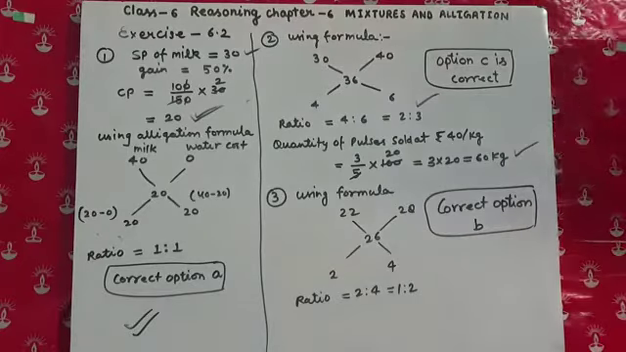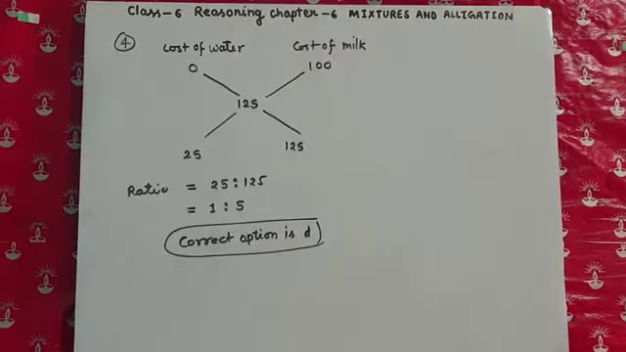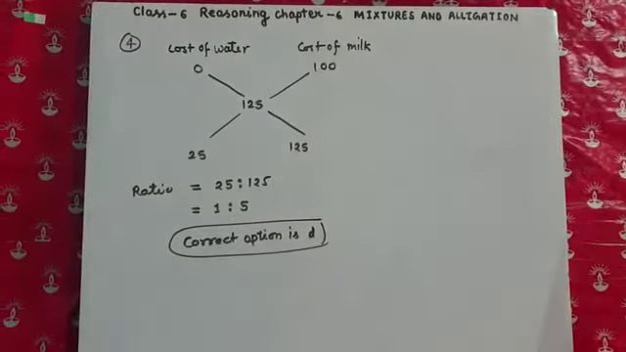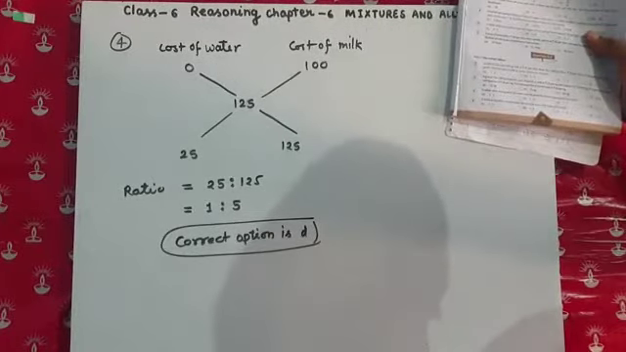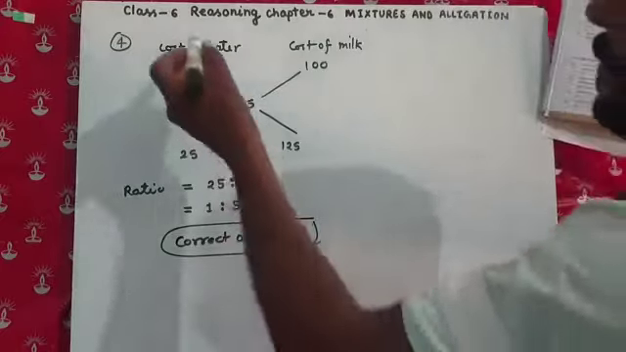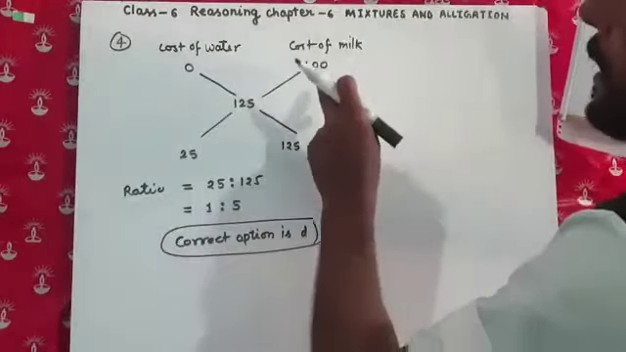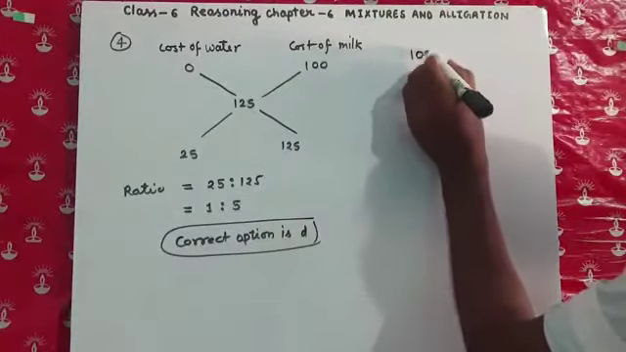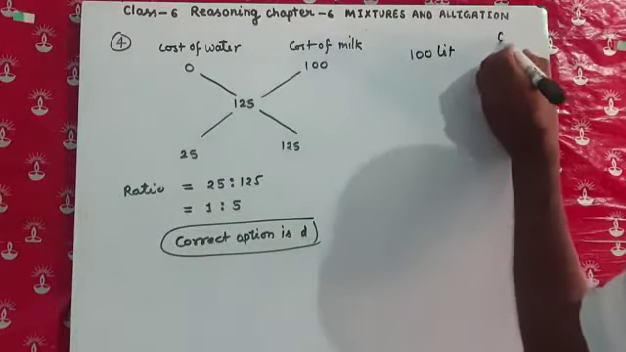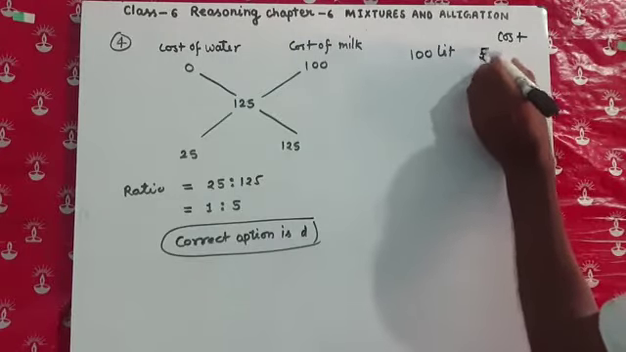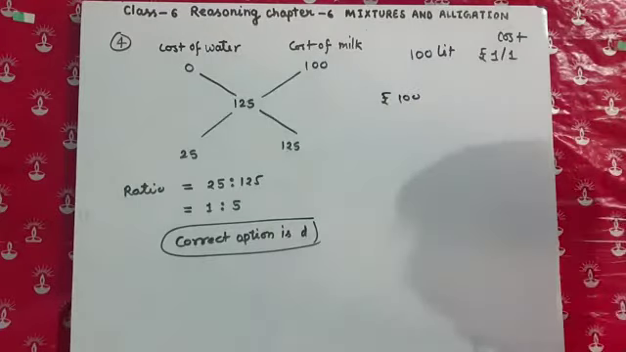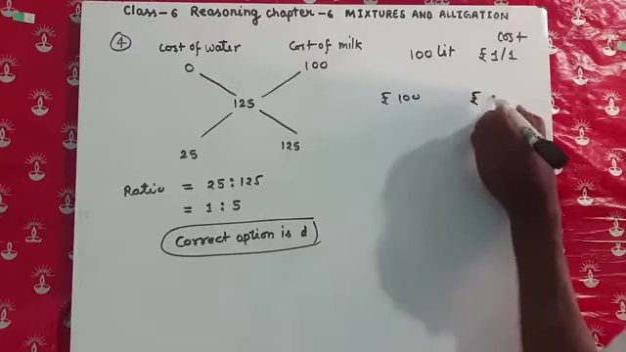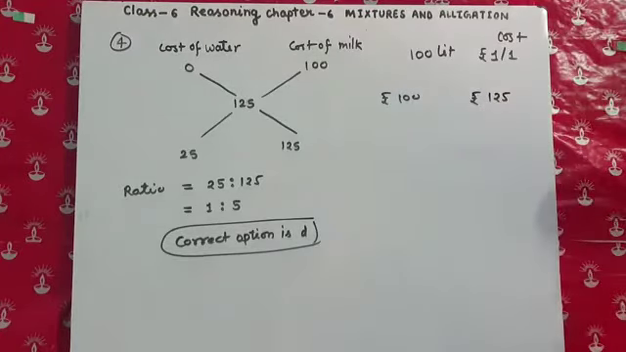Okay, now going to question number 4, the last question of this exercise. The question is saying: in what proportion should water be mixed with pure milk to get 25% profit? So let us consider 100 liters of milk, and suppose the cost is rupees 1 per liter. So the cost of 100 liters becomes rupees 100, and after gaining 25% profit, the new cost becomes 125 rupees. 125, this is the new cost.